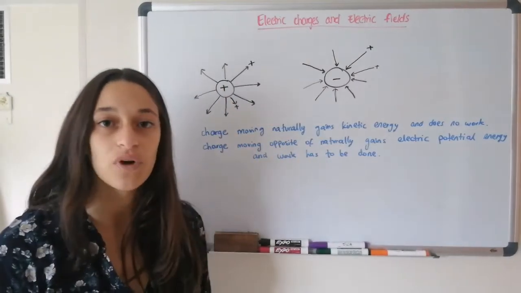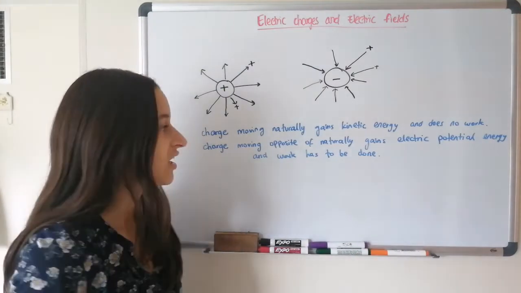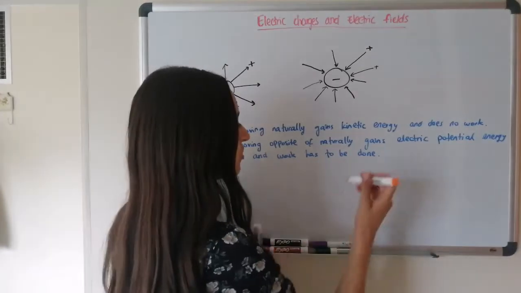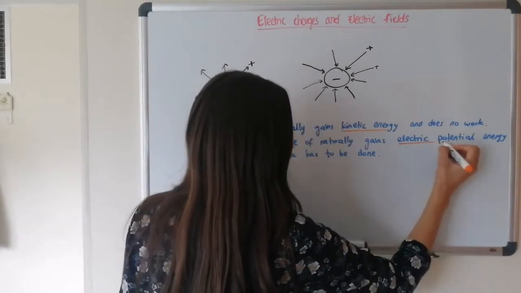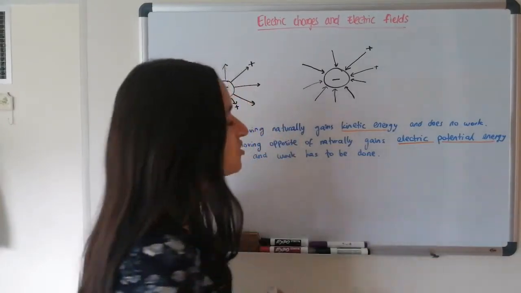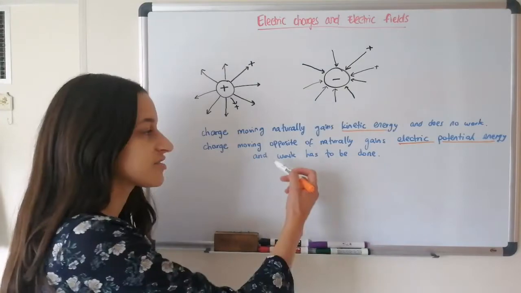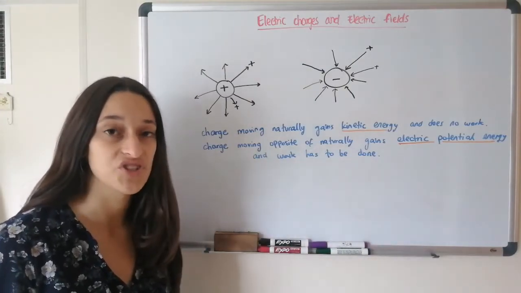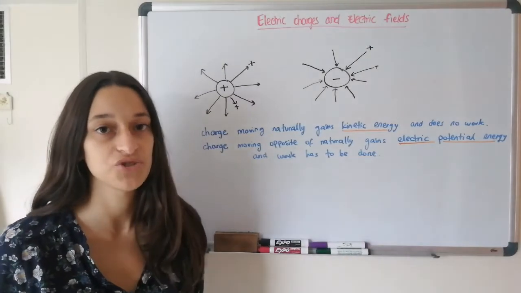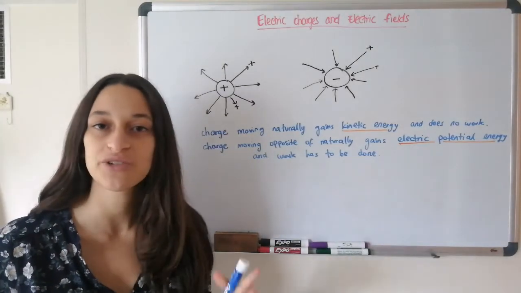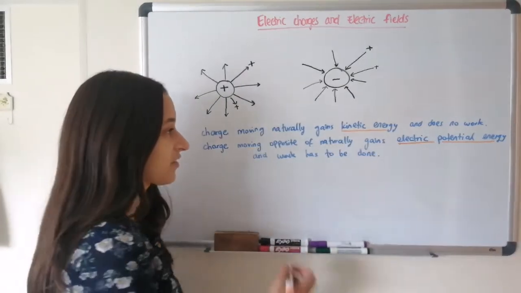So basically, whenever a charge moves in an electric field, it will gain energy. Either it gains kinetic energy by moving in the natural direction, or it gains electric potential energy by moving in the opposite direction, but for that to happen, some work has to be done. The same amount of work that was done is equal to the amount of electric potential energy that the charge will gain.